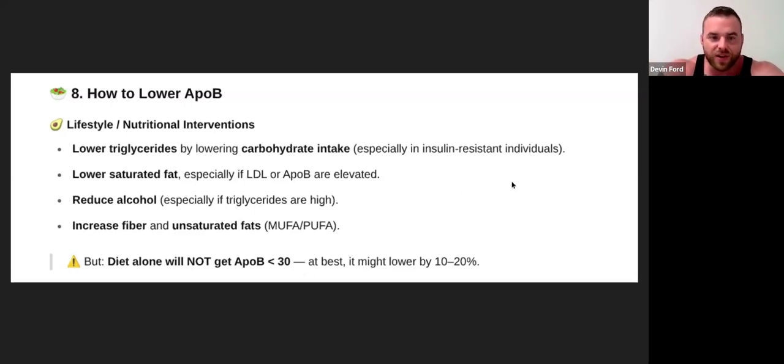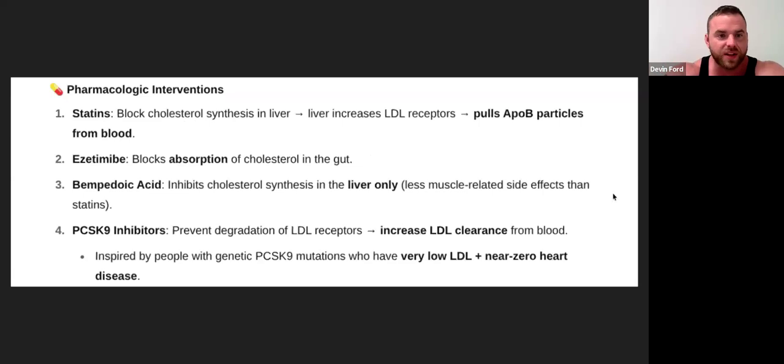Now, the bad news here is that there's no way in hell that will get your ApoB below 30. It's impossible. It's not going to happen. So then everybody's going to ask, well, how the hell do you do it? Drugs. That is pretty much the only way to do it. So you can lower your ApoB.